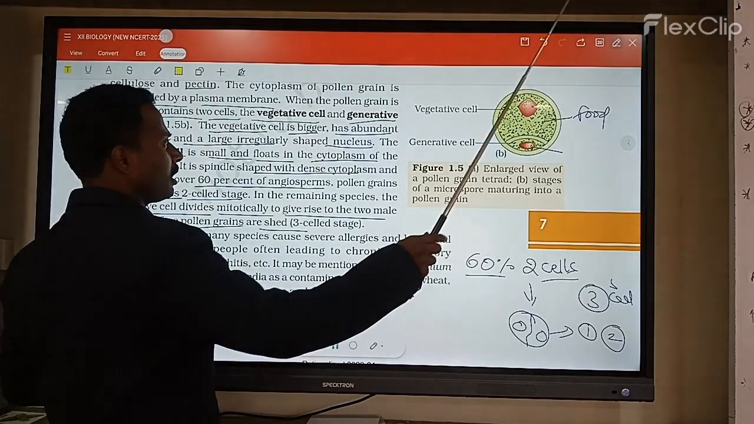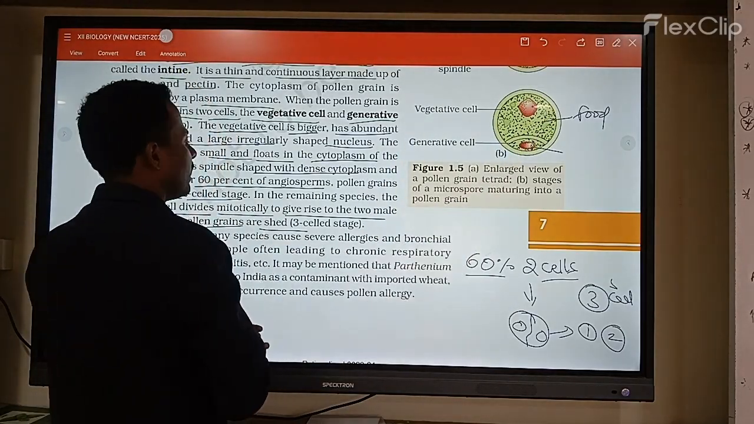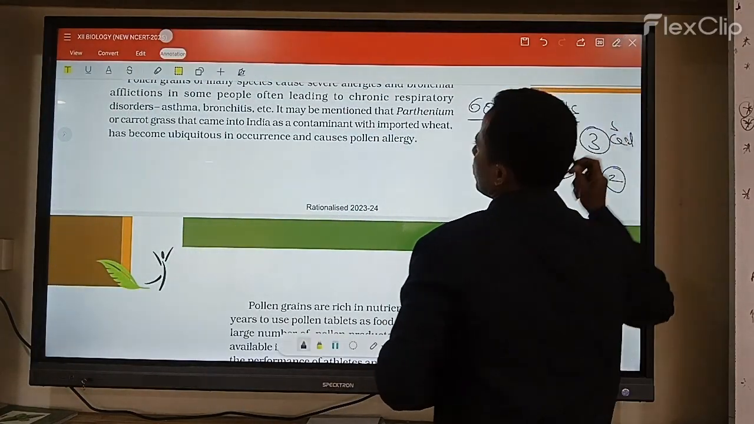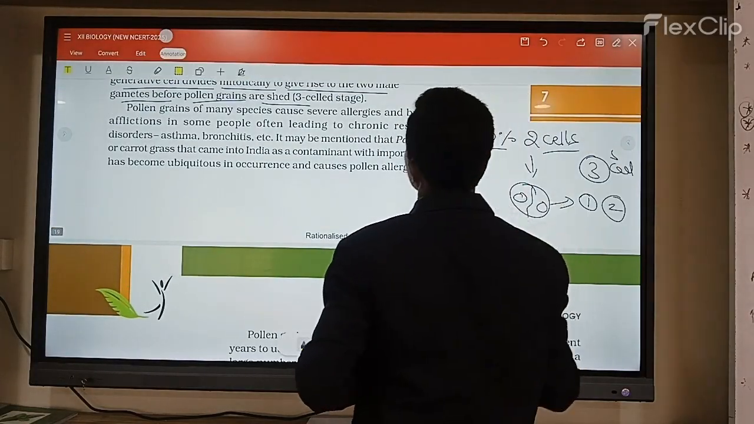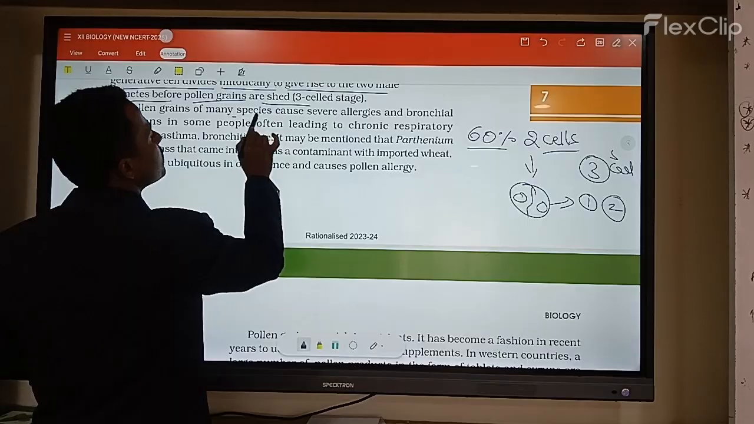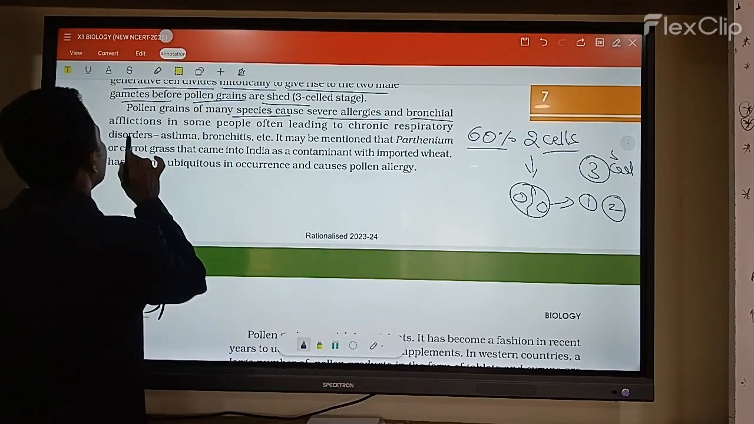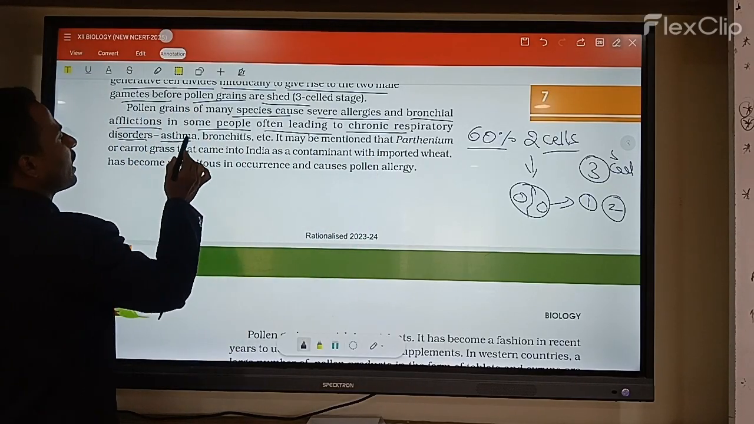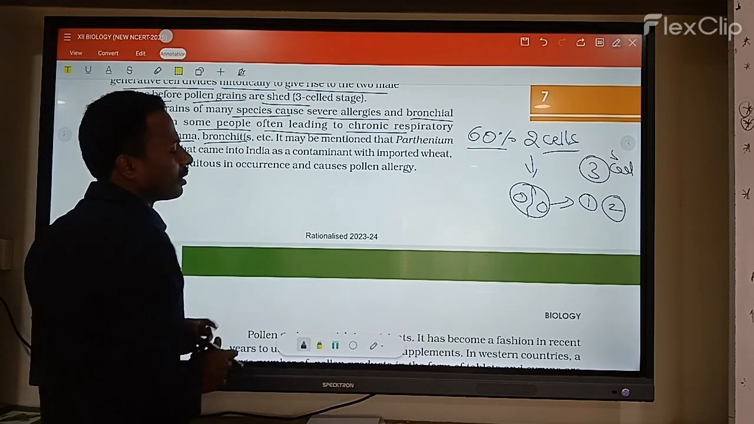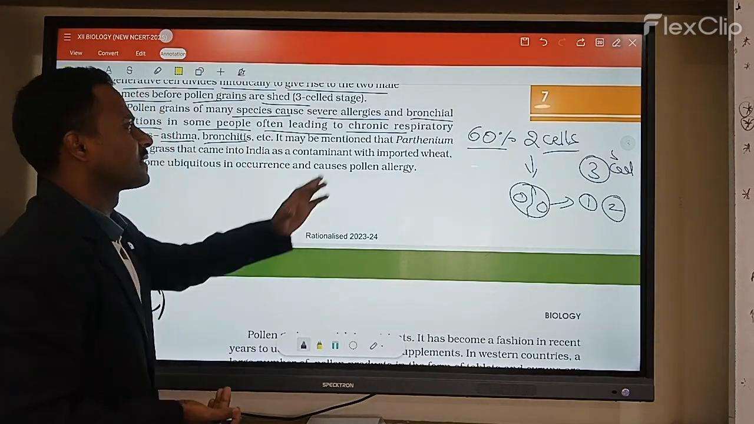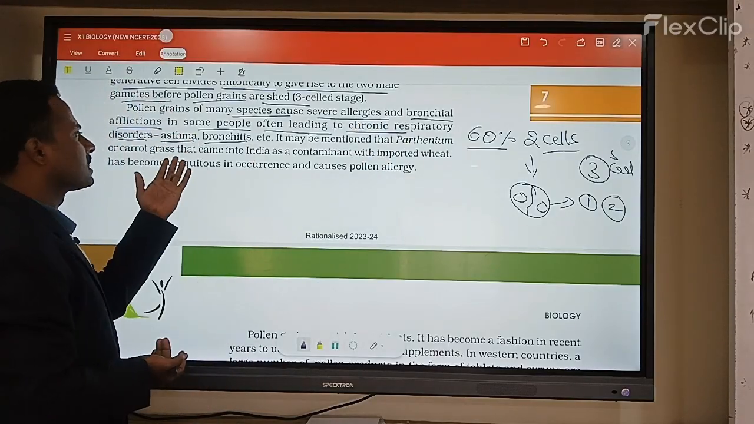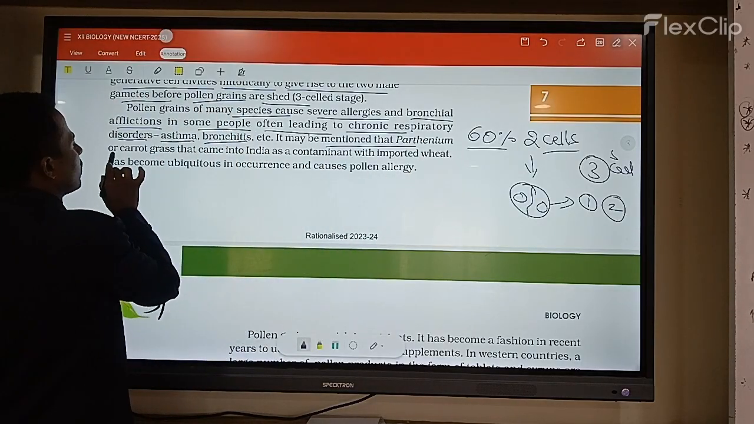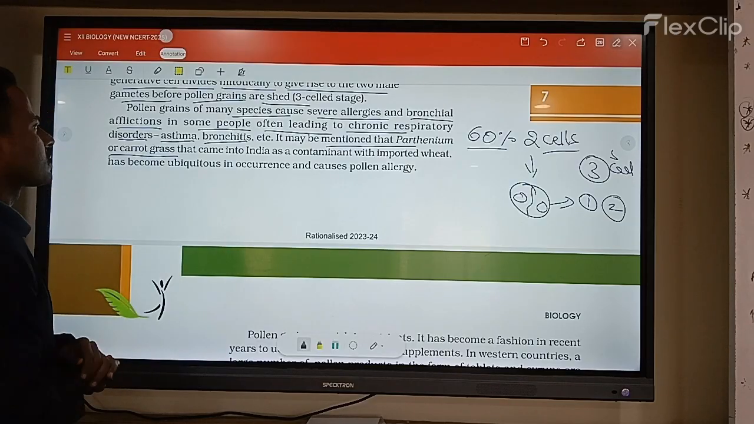Then pollen grains are used in different ways, and they also cause several diseases. Let us see that here. Many species of pollen grains cause allergies and bronchial affections, and in some people often lead to chronic respiratory disorders like asthma and bronchitis. It may be mentioned in Parthenium, which is nothing but carrot grass.